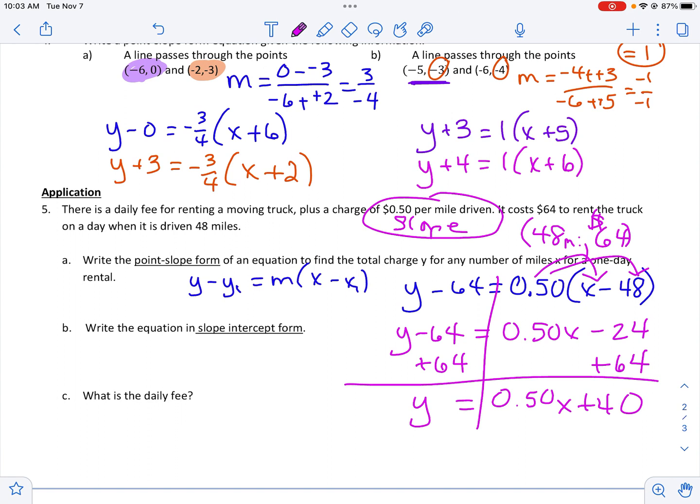So here's how we wrote it in slope-intercept form. And then what is the daily fee? Well, you had a daily fee of $40, meaning that's what it charged me at the beginning. So we can work it out that way.